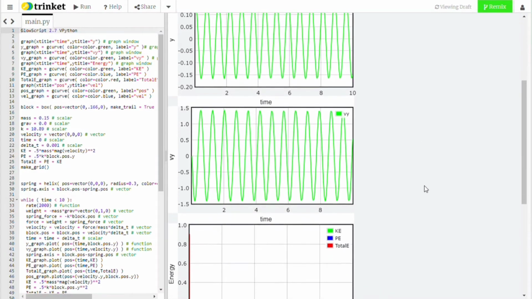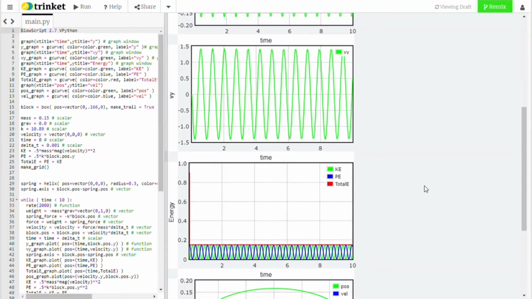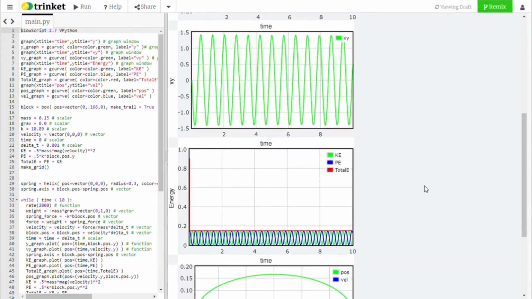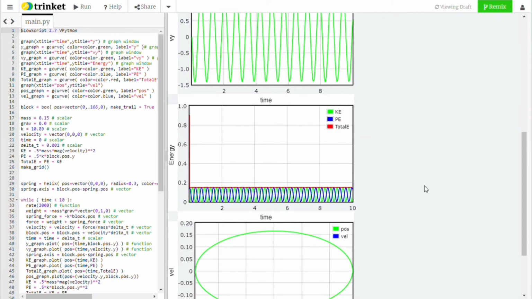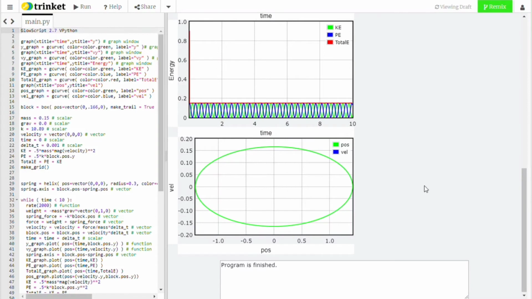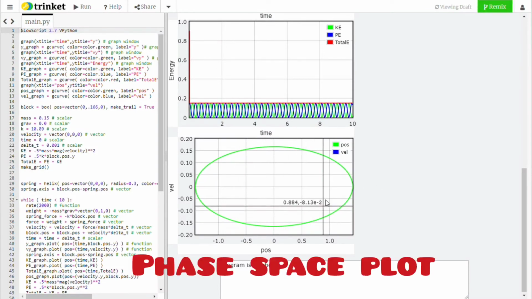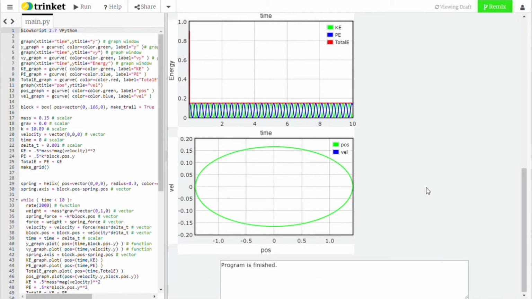Now we have some other graphs here, which is velocity versus time. We're always concerned with energy versus time. And this one at the very bottom here is really cool. It's the velocity versus position. This graph is called a phase space plot. This is really cool, and it shows the cyclic nature of springs.